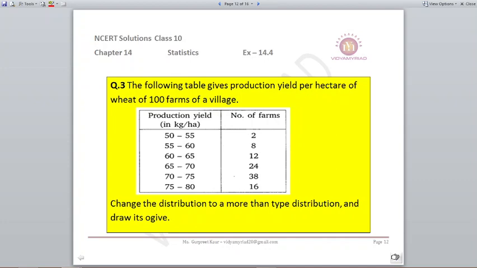Question number 3. The following table gives the production yield per hectare of wheat of 100 farms of a village. Production yield is given to us and the number of farms is given to us. Change the distribution to a more than type distribution and draw its ogive. Now more than type means we will make it more than 50, more than 55. That means we are going to use the lower limit of the class intervals, and for the frequencies, what are we going to do? We are going to subtract. Let's see how we will do it.